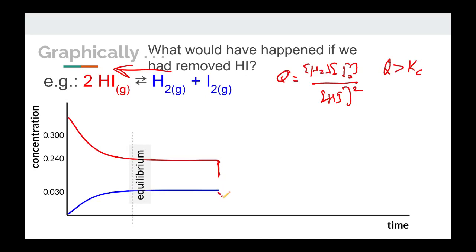So that means the H2 and I2 concentrations are going to drop and the HI concentration is going to go up until we reestablish equilibrium. So concentration of H2 and concentration of I2 are going to go down. Concentration of HI goes down, it comes back up a little bit, but it still remains lower than it was before.